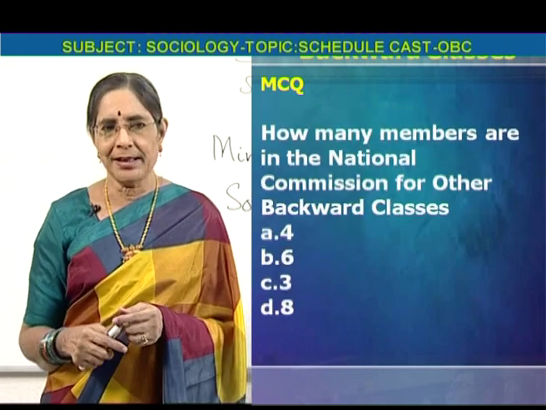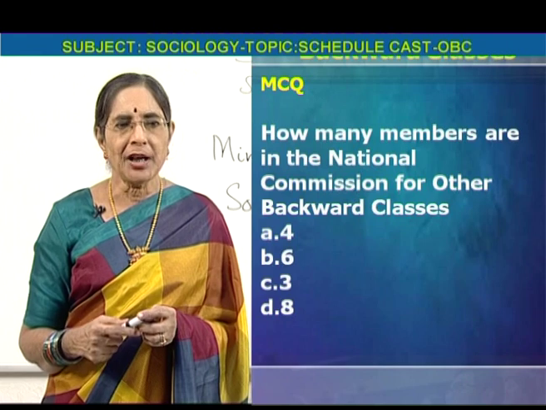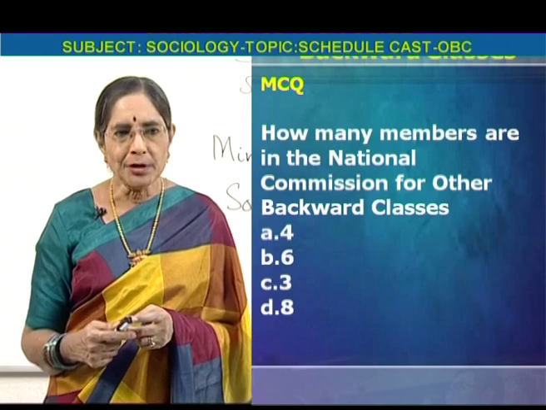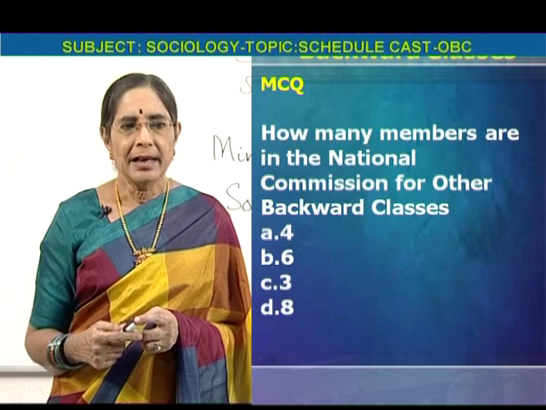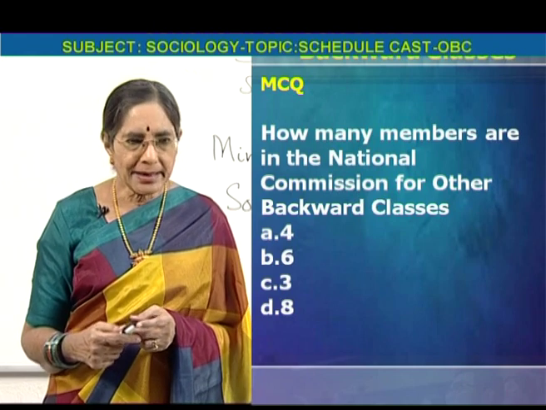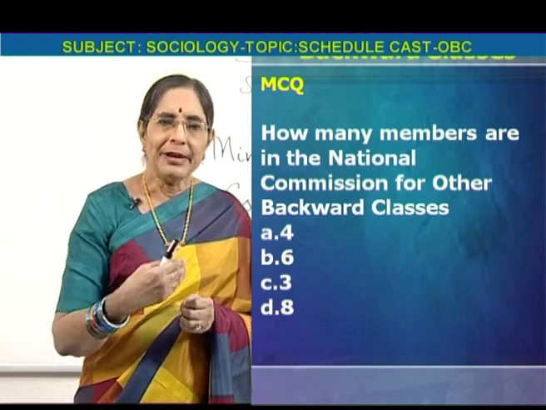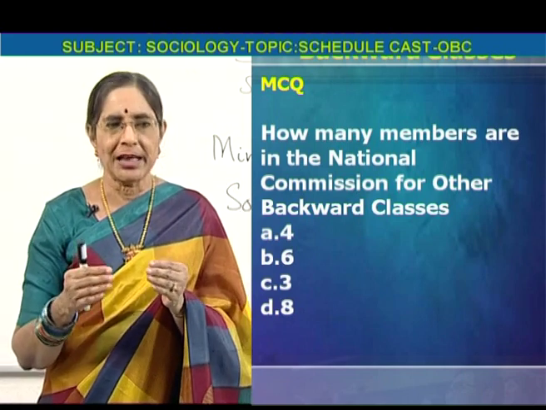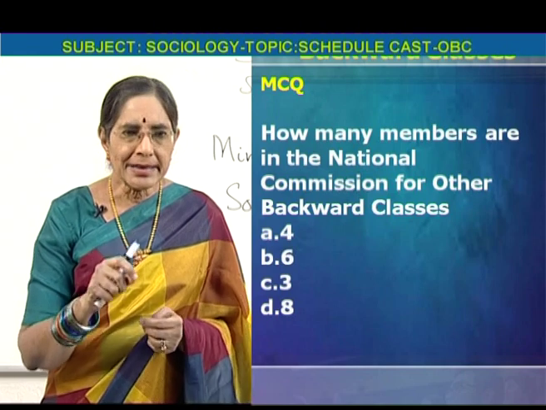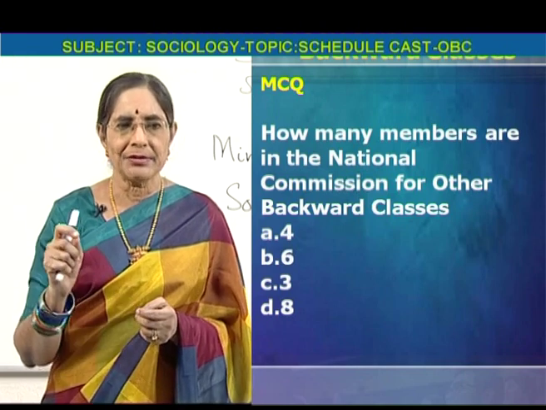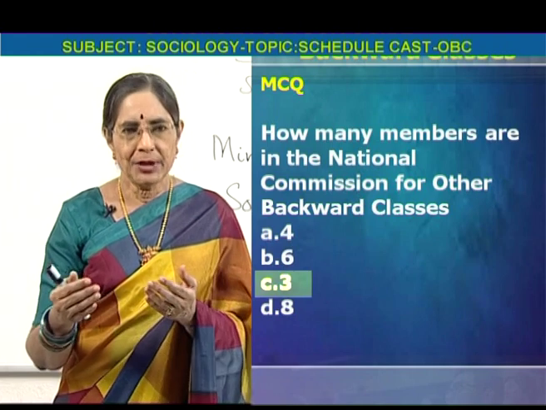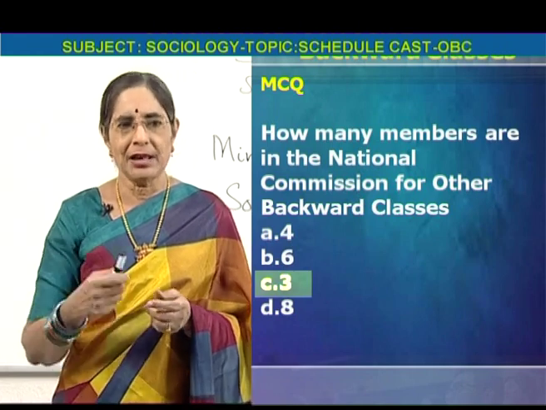How many members are there in the National Commission for Other Backward Classes? Answer A 4, answer B 6, answer C 3, answer D 8. When we see the constitution of the National Commission for Other Backward Classes, we clearly see that 3 members will be there in this commission. Hence, answer C will be the correct answer for our question.